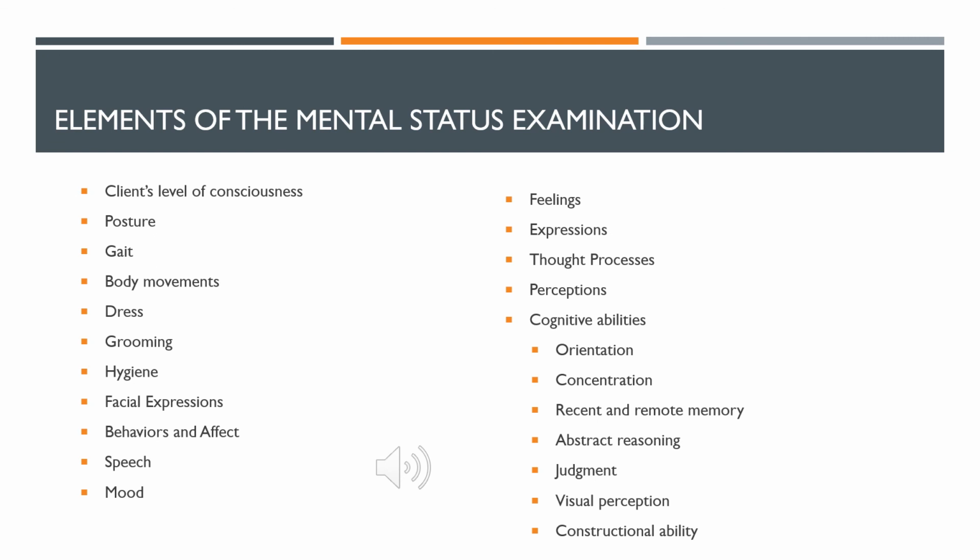So here I have listed out the parts of the mental status examination. Remember, your elements of a general survey include the physical appearance, body structure, mobility, and behavior, which are included in several of these bullets. But in addition to that, for a mental status exam, you're looking at thought processes, perceptions, cognitive abilities, which include orientation, concentration, that memory part, their ability to perform abstract reasoning or judgment. And these are parts of the mental status exam.